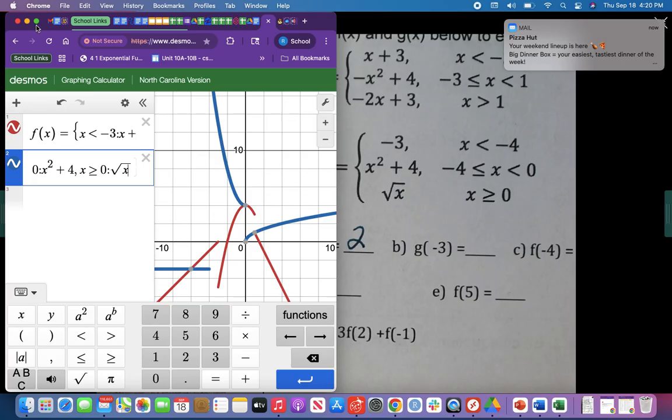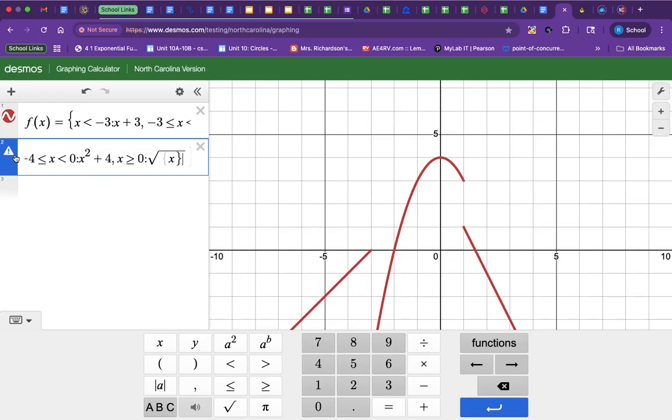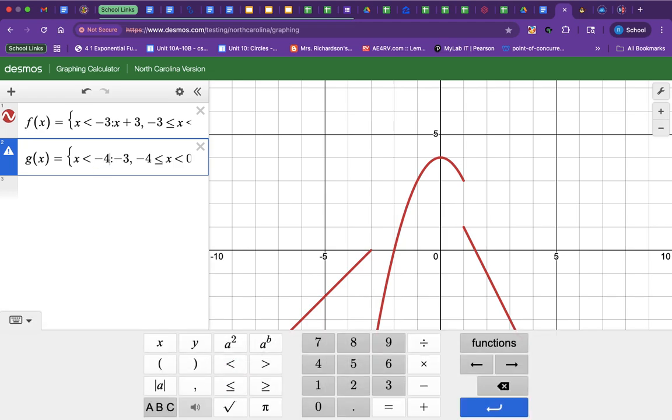For this, make sure you hit the right arrow so that you can get out from under the radical before you close it. If you aren't and you're still under there and you try to close it, it's going to give you that error message: a piecewise expression must have at least one condition. That's saying something was keyed in improperly, and it's that right there. You should never have curly brackets under your absolute value.